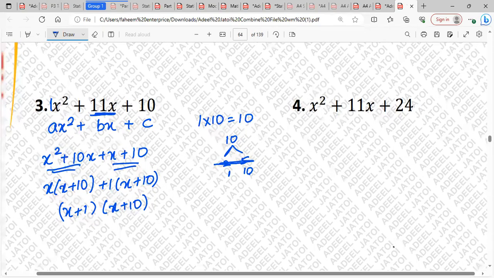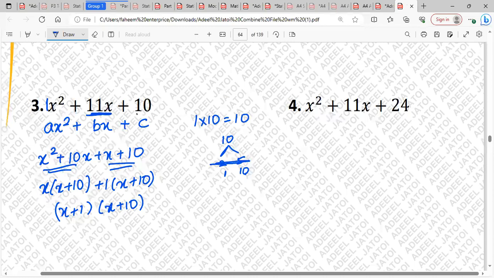Let's do question number 4 for an example. Again, let's say x squared plus 11x plus 24. So now you again got to know there's 1. 1 into 24 is 24. Right? So 24 factors. 1 into 24 will give me 24. 2 into 12 will give me 24. Then we have 6 into 4 will also give me 24 because 6 fours is 24.